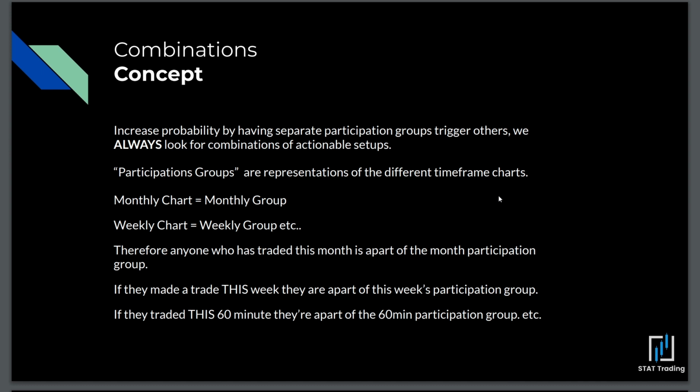So now, let's talk about combos. Combinations increase probability by having separate participation groups trigger others. We are always looking for a combination of actionable setups.